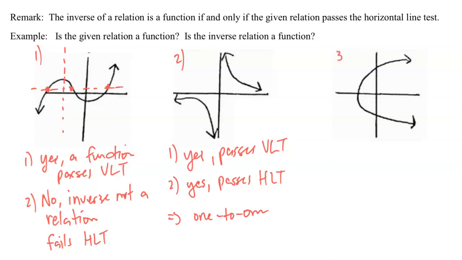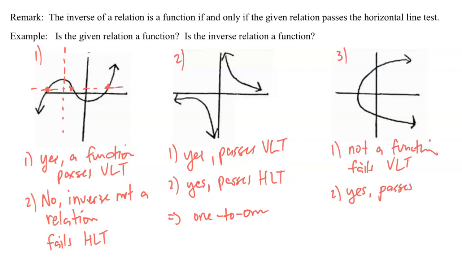Now, on this third graph, this graph is the worst one of them all because it does not even pass the vertical line test. So this is not a function because it fails the vertical line test. However, the inverse would be a function because it does pass the horizontal line test. So I'm going to say that yes, the inverse is a function because this graph passes the horizontal line test.